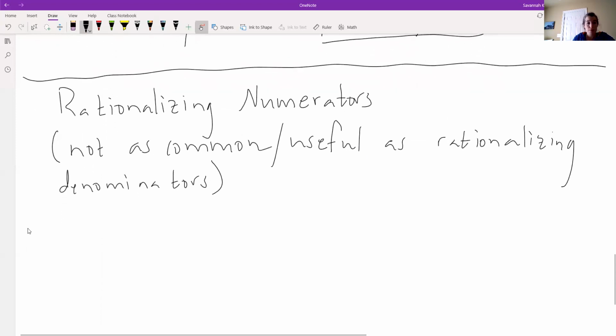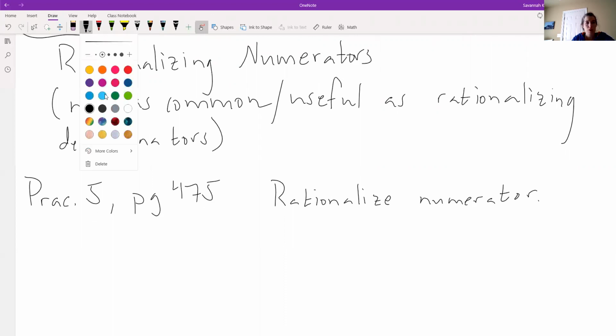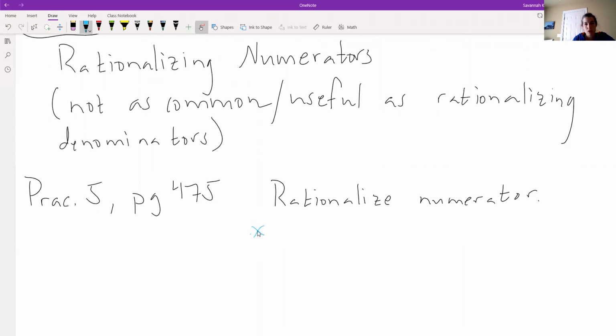All right, so this just requires us to kind of stand on our heads in terms of our thought process. So they want us to rationalize the numerator. Remember that, as I had put when we were learning about denominators, try to simplify those roots first.